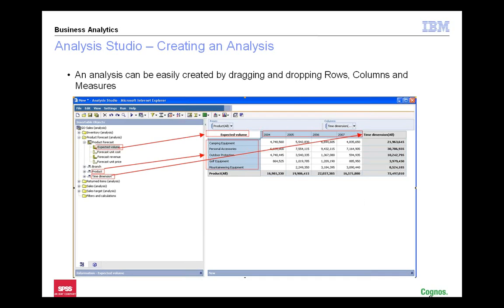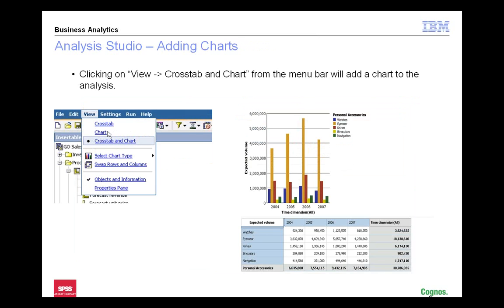Now, as this is a dimensional model, you can drill down. If you click on camping equipment, it will show you the products that you have inside camping equipment. You can change the views from only crosstab to only chart, or crosstab and chart. You do that by clicking here, View, and then choosing the particular one. Crosstab and chart shows like this. You can drill up and drill down in both the chart and the crosstab as well.